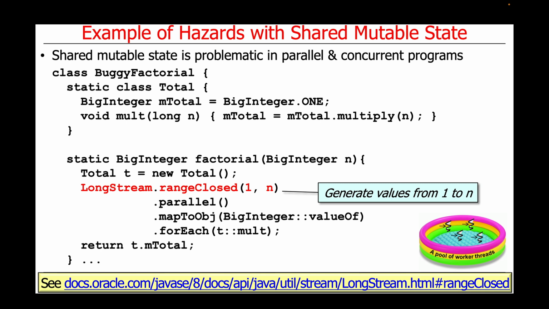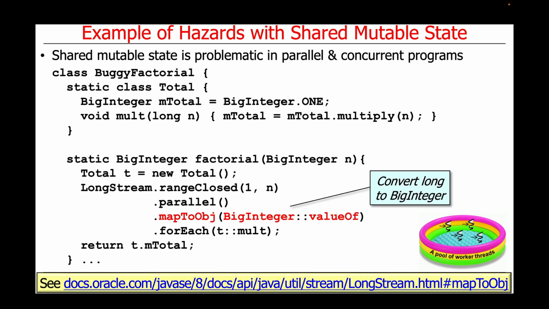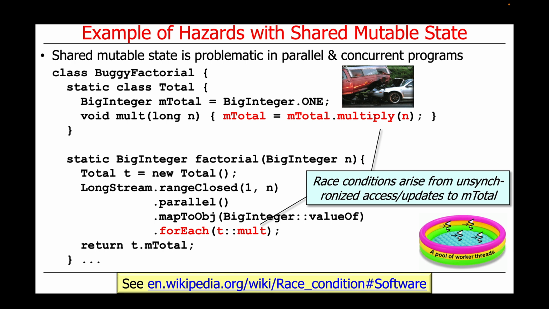It starts out innocently enough, generating a range of values from 1 to n, using the LongStream rangeClosed factory method, which is essentially a functional for loop. We then use the parallel operation defined in the streams framework to run all the subsequent computations in parallel in the context of the common fork-join pool. So what that means in this case is we'll have the mapToObj intermediate operation convert each of the longs to the corresponding BigIntegers in different threads in the parallel stream. And that's not really a problem because there's no shared state there. However, the forEach method, which is the terminal operation of this stream, is where the problem arises.